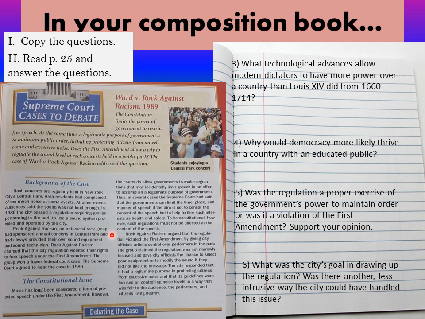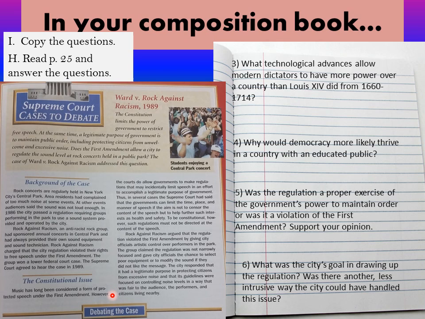Rock Against Racism argued that the regulation violated the First Amendment by giving city officials artistic control over performers in the park. The group claimed the regulation was not narrowly focused and gave city officials the chance to select poor equipment or to modify the sound if they did not like the message. The city responded that it had a legitimate purpose in protecting citizens from excessive noise and that its guidelines were focused on controlling noise levels in a way that was fair to the audience, the performers, and citizens living nearby.